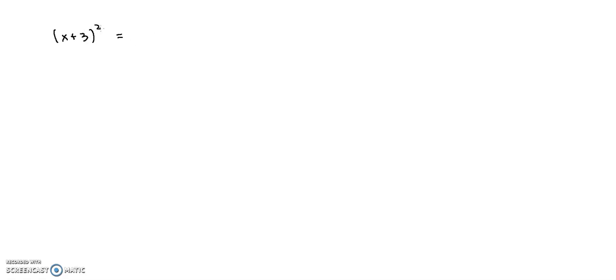So what you have to do is remember the definition of an exponent. This means x plus 3 times x plus 3. This we know what to do with. We've got to FOIL this out. So when you see an exponent like this, you can't distribute it. You've got to FOIL it out. So we're going to get x squared plus 3x plus 3x plus 9. Remember from what we were talking about in the last video, the middle two terms will combine, and we get x squared plus 6x plus 9.